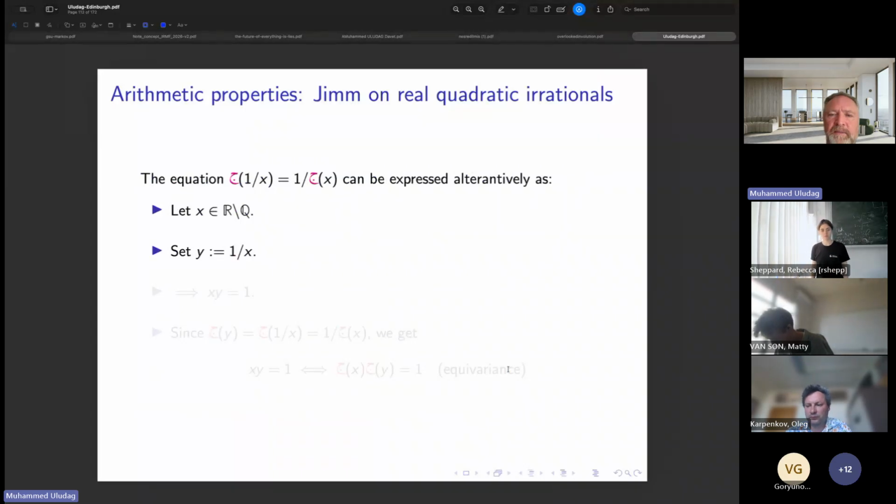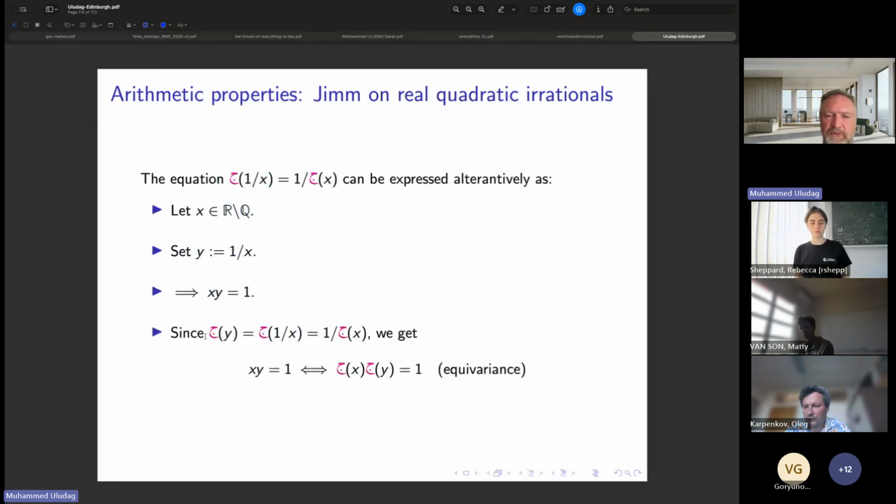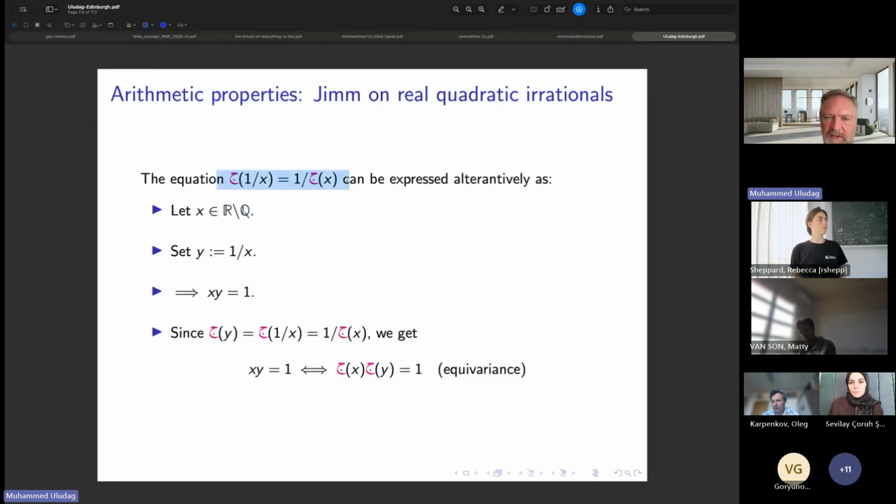So now I will do a little trick. The equation Jimm of 1 over x equals 1 over Jimm of x can be expressed alternatively as follows. Just pick a number, set y equals 1 over x, then xy equals 1. And because of the functional equation, Jimm of y equals Jimm of 1 over x equals 1 over Jimm of x, we get Jimm of x times Jimm of y equals 1 as well. So this functional equation can be written in this form as well.